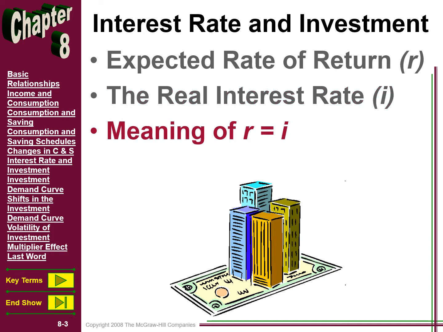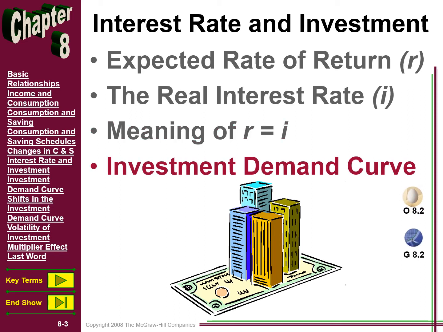So R equals I. What does this mean, right? It's a relationship between the real rate of interest and the amount of planned business investment that we're going to expect after we graph the relationship between the expected rate of return and the real rate of interest on the investment demand curve.